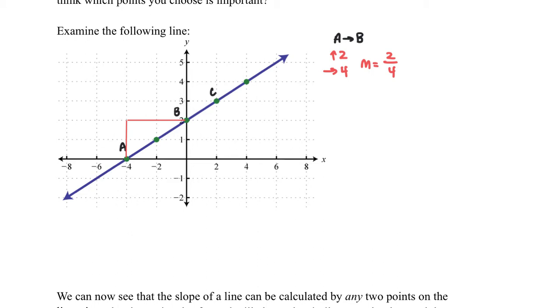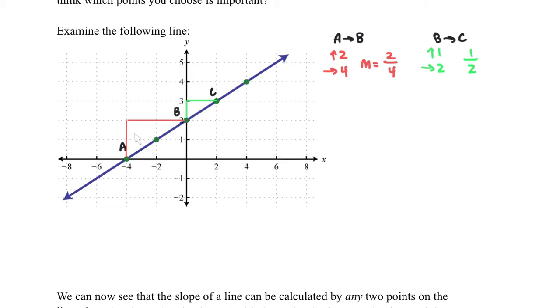And then what if I chose B to C? That would be up 1. Use the tool here. Up 1, and then again, watch your scale, right 2. So this would be up 1 and right 2, which gives me a slope of 1/2. Are those the same? You can kind of tell by looking at them that they're the same, but let me prove it to you even further.